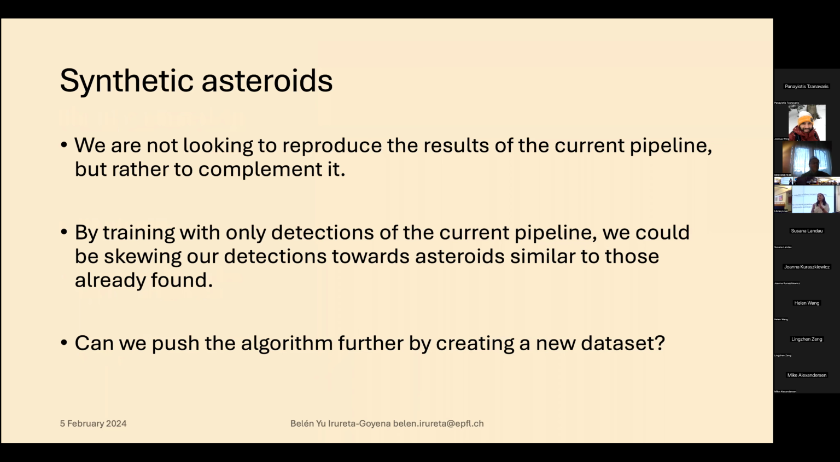So if we only use the streaks that are detected by the current pipeline, we might be reproducing some current biases and skewing our results towards the specific type of asteroids that are currently being found. So to try to overcome this, we wondered, can we push the algorithm towards finding new objects?